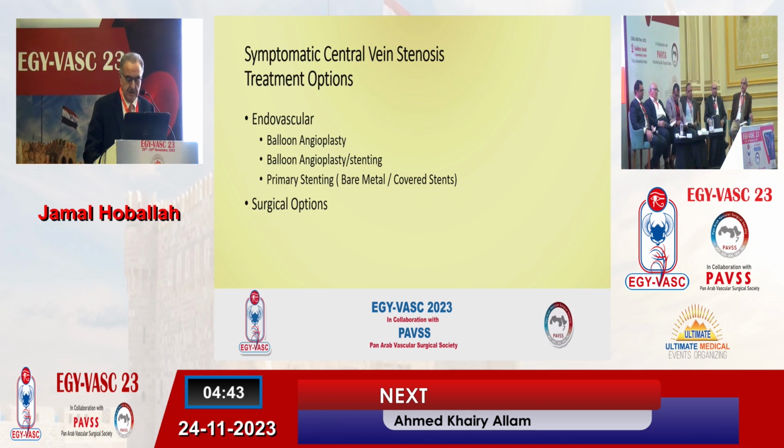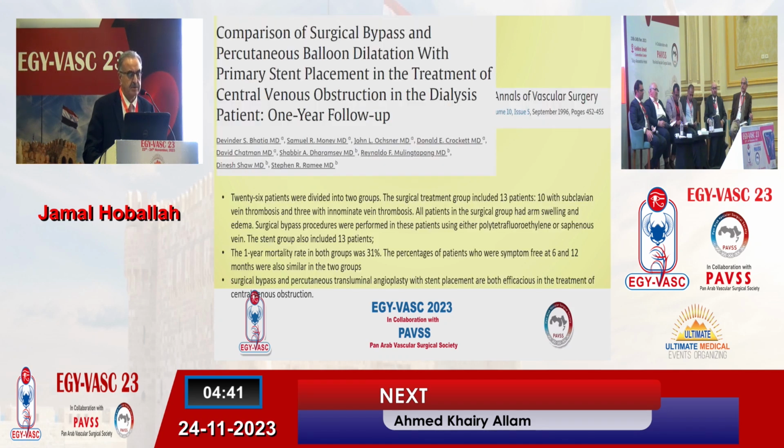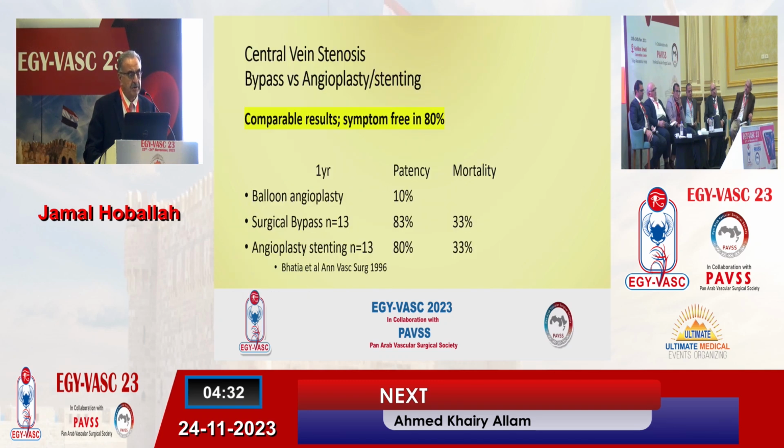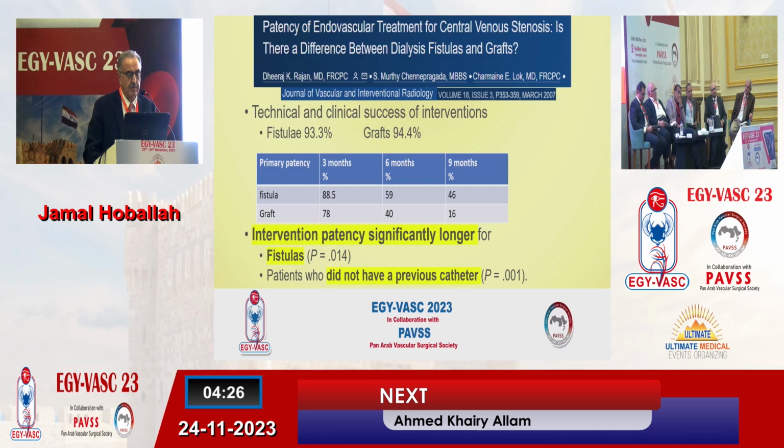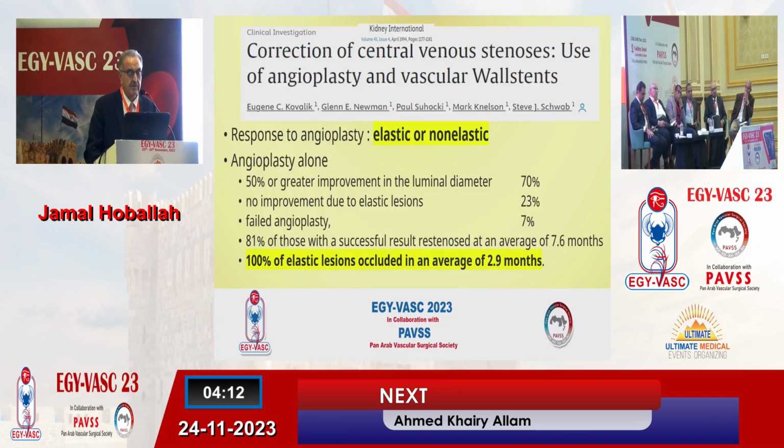Balloon angioplasty and stenting are the options. Now, how about between surgical and endovascular options? Well, there were some studies showing that they have comparable results. So with that in mind, one would always try to go for an endovascular approach first. And with the endovascular approach, if you're dealing with a fistula, you are likely to have better outcomes than if the primary situation is a graft, especially if the patient has not had prior catheter placements.